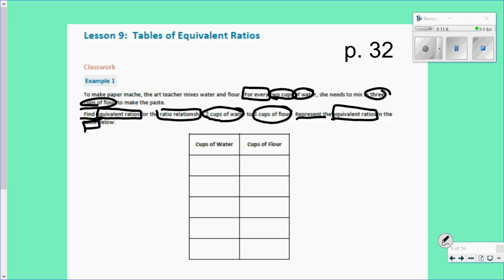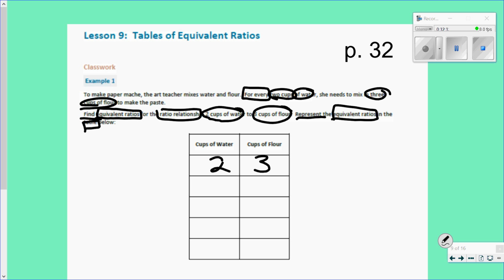So the first one gets right to what we were doing on our quiz today. Who knows what my first entry would be? What is the ratio for water to flour? Logan? Good, 2 to 3. So that's my initial value. For Noah, do I just write 2s and 3s for every value? No. What's my next one going to be? Gabriel? 4. And?